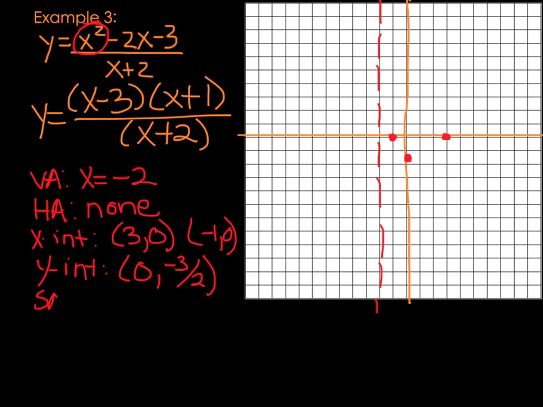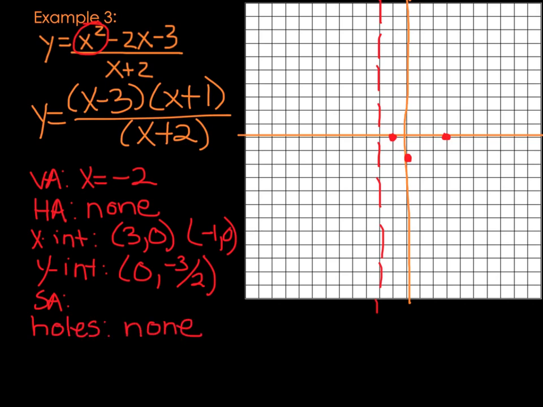Slant, that happens when your top is 1 degree higher than the bottom. Well, that means that we need to do some long division. All right, and I didn't leave room for that, so we're going to do it on the next page. But before I do that, let's finish this up. Holes, we didn't cancel anything out, so none.